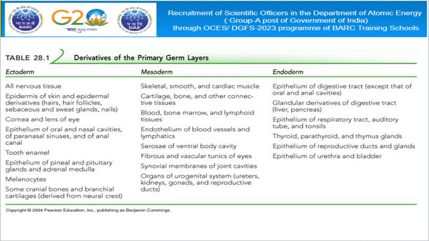From ectoderm, your nervous tissue and epidermis will be coming, the cornea and lens of the eye, the enamel of the tooth, and melanocytes. Whereas from mesoderm, your skeletal, smooth and cardiac muscles will be coming, blood, bone marrow, lymphoid tissues, and endothelium of blood vessels, and other organs of the urogenital system like your ureter, kidney, gonads, and reproductive duct, everything will be coming from the mesoderm.